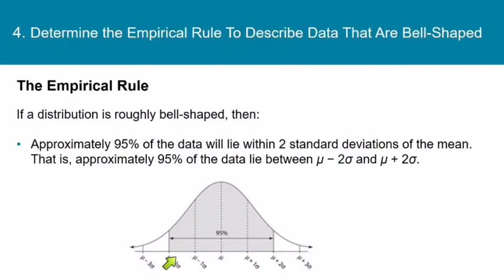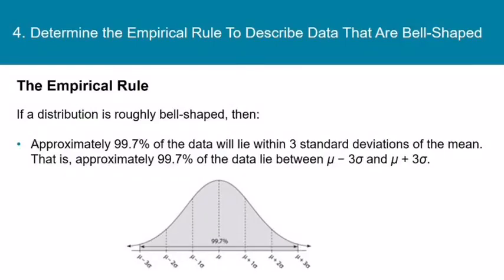And then if we do that on the left side and we shade everything between mu minus 2 sigma and mu plus 2 sigma, then we will cover 95% of the area. Or in other words, 95% of the observations should be within 2 standard deviations of the mean. And again, it's approximate, not exact. And then the third part says that approximately 99.7% of the data will lie within 3 standard deviations of the mean.